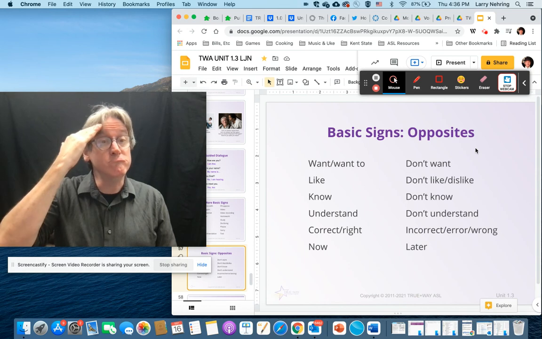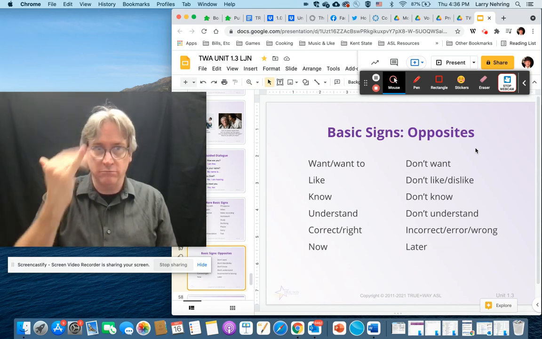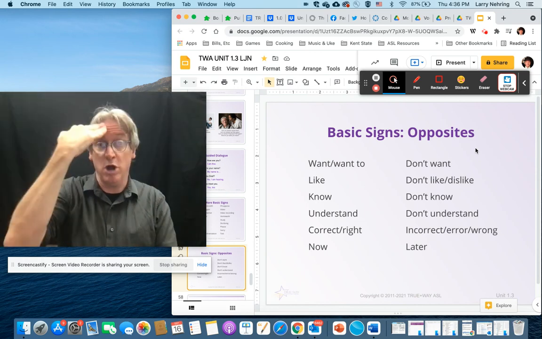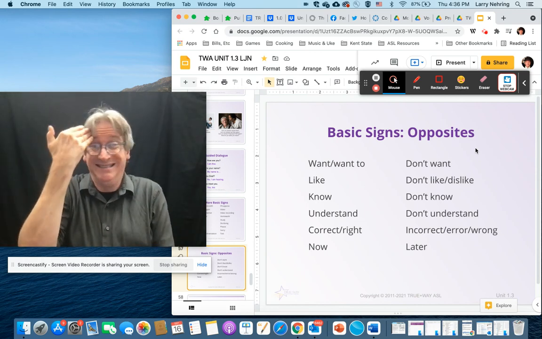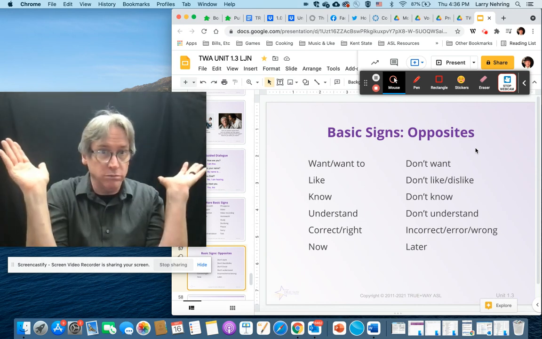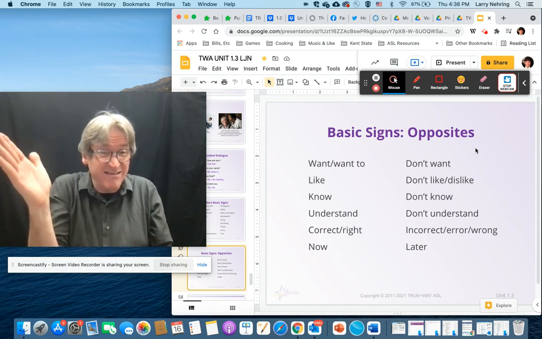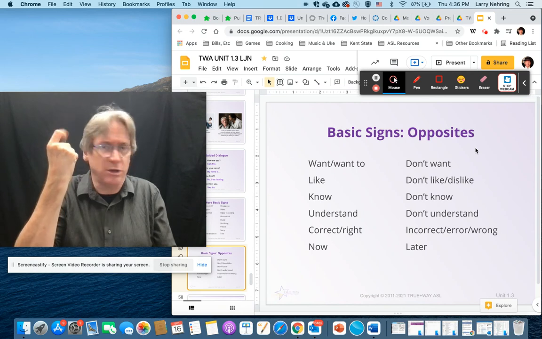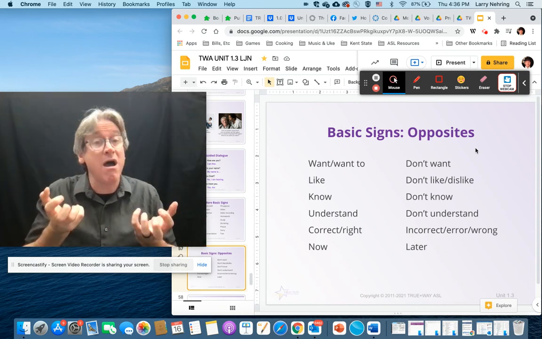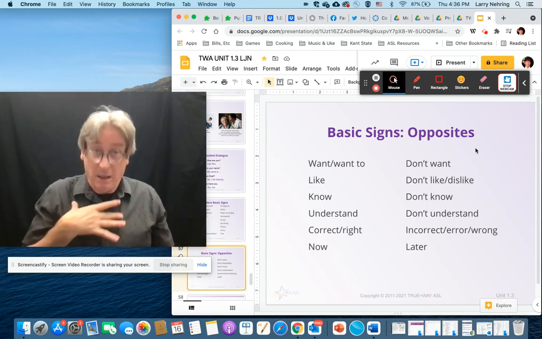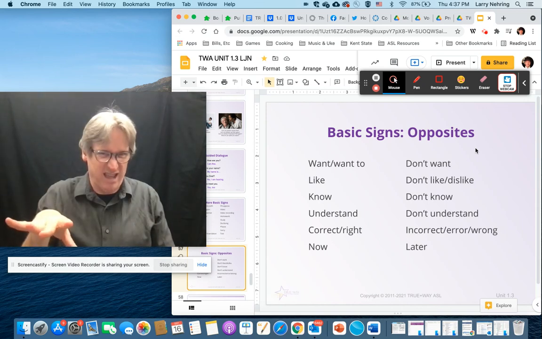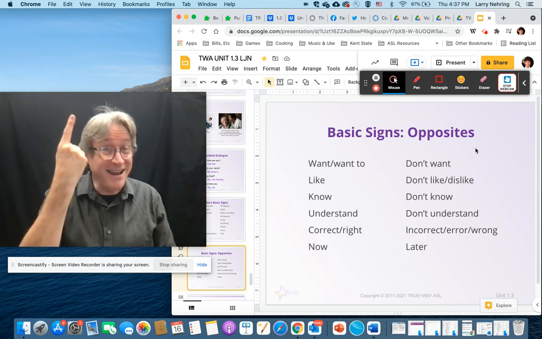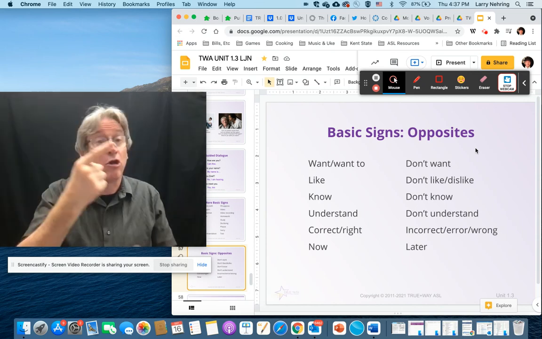No. It's like the start of the sign for why. No. Just touch your forehead. Oh, I know. If you've learned something, you know it. Right? So no and don't know. You can do it with both hands. I don't know. Understand? Don't understand. So with all of these, you can also do want, don't want. Like, don't like. I know, I don't know. I understand, I don't understand.